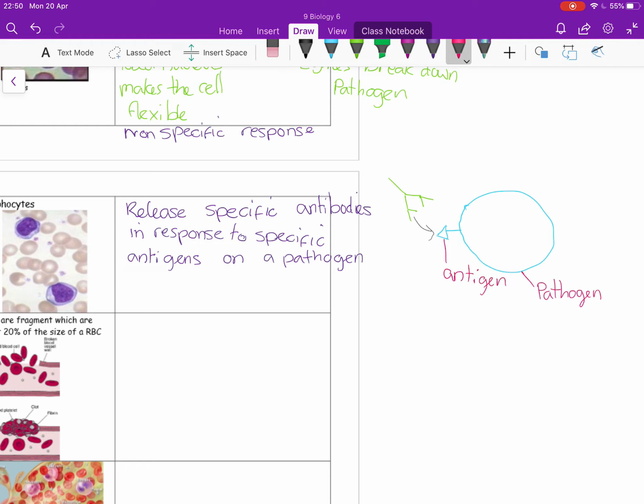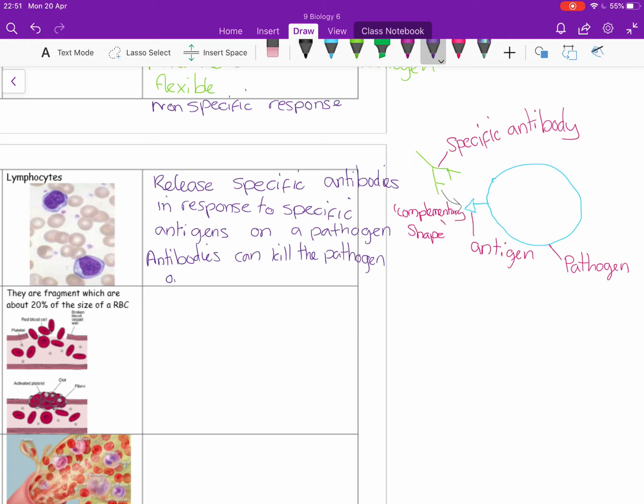So the lymphocytes are going to be producing and releasing specific antibodies that are going to be that perfect complementary fit to the antigen of a pathogen. And by doing that, they're going to cause the destruction of the pathogen, either by destroying the pathogen directly or by functioning as a kind of tagging system, so that the phagocytes, that other type of white blood cell, can find this pathogen a little bit more easily.